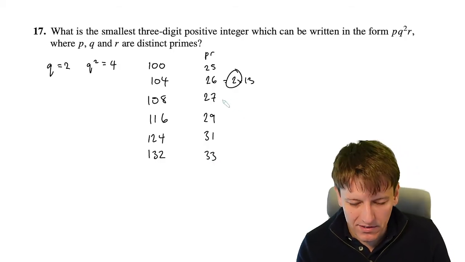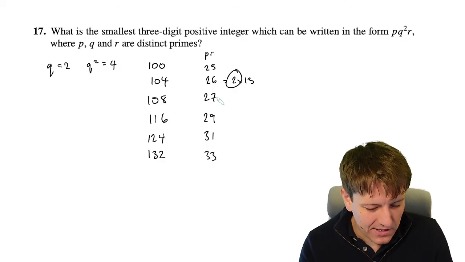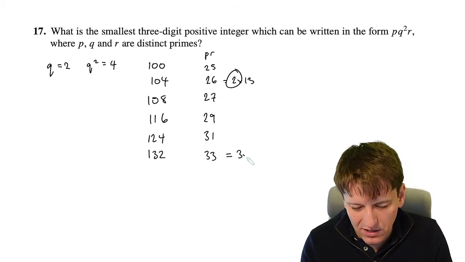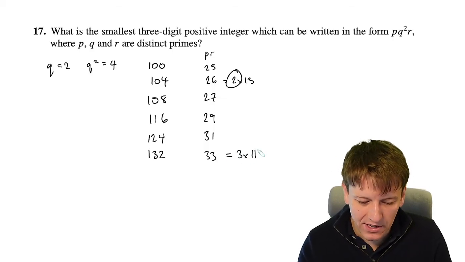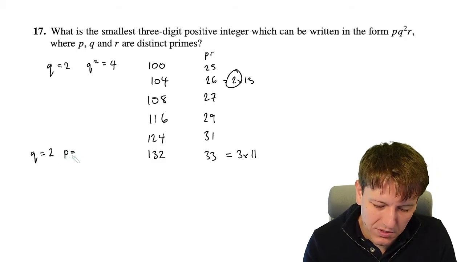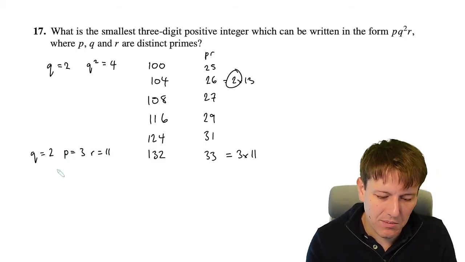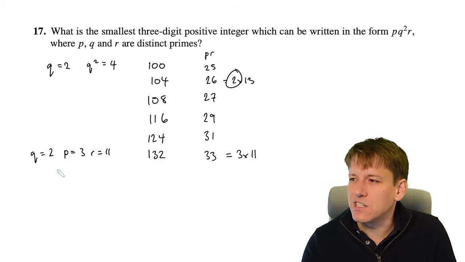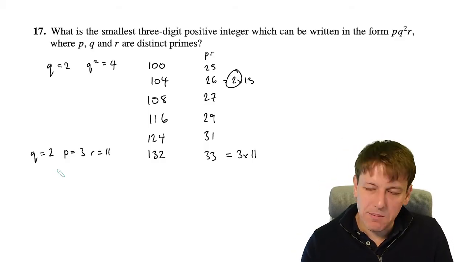Well, thinking about the first one that I can split into a pair of prime factors here, it is actually 33. That's 3 times 11. So that would work here with q equals 2, p equals 3, say, and r equals 11. Those 2 could be the other way around. So we can do 132. Another question is, can we do any better than that?